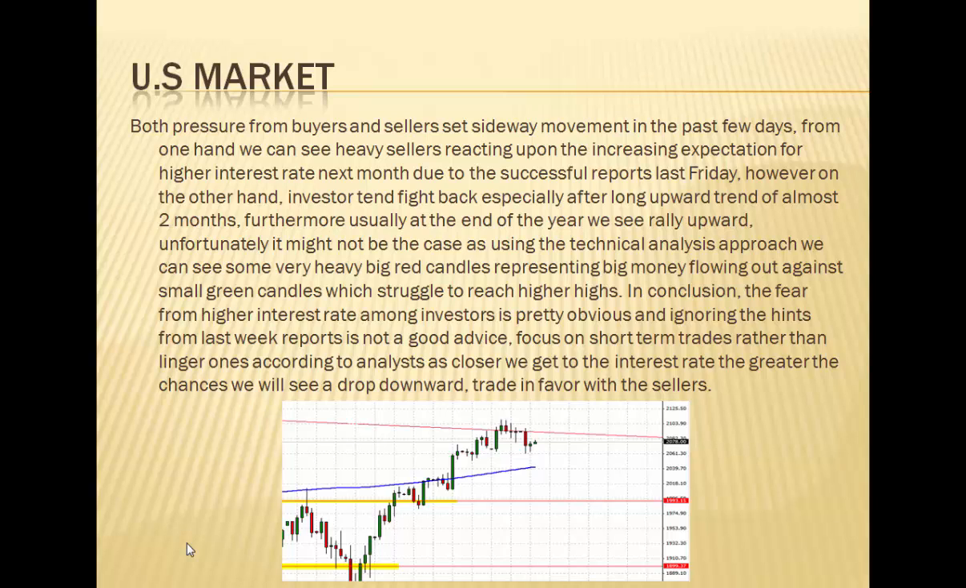As you can see below, this is the S&P 500 daily chart. We see this big red candle, and against it one or two green candles trying to reach that trend line one more time, maybe to break it, but the strength now is with the sellers.